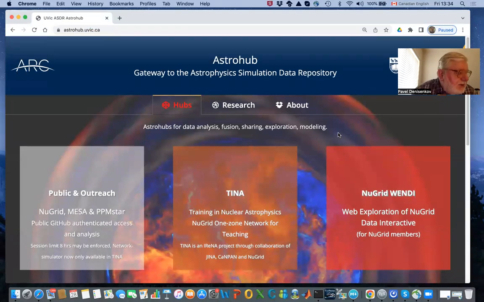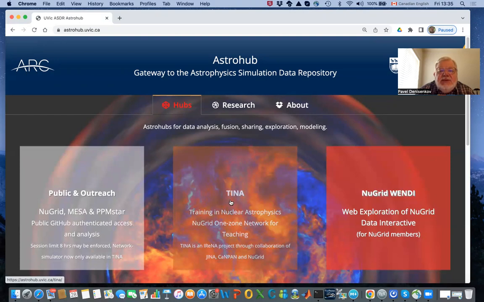As I already said before, this red square is for NuGrid members only, but in principle you can become a NuGrid member. I explained how to do this. But if you are not a NuGrid member yet, you can still use these two servers. I will talk about how to use the public and outreach server next time. But now I'm going to focus on how to use this server, TINA.